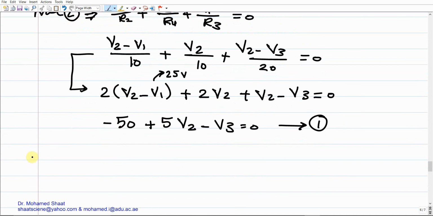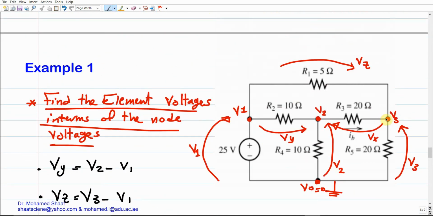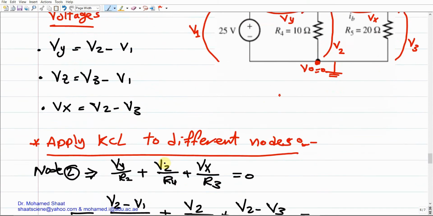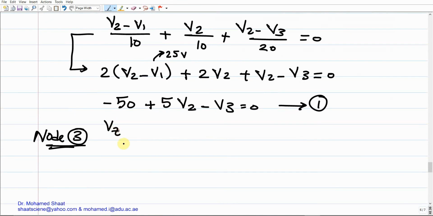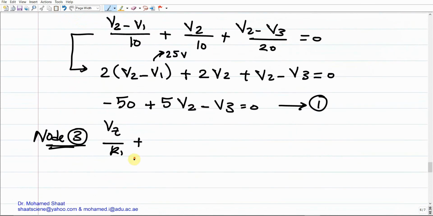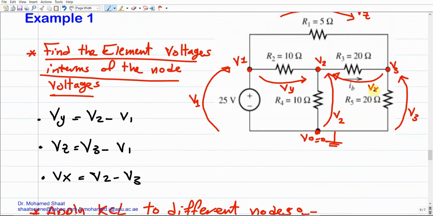How about the second equation? We repeat the same procedure, but for node 3. Node 3, which is this one, connects three elements. One current enters the node, which is Vz over R1, and V3 over R5 also enters the node, but Vx leaves the node, right? So for node 3, we have Vz over R1, positive, entering the node, plus another current entering the node, which is V3 over R5, minus the only current that leaves the node, which is Vx over R3.